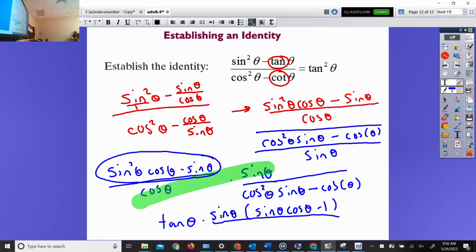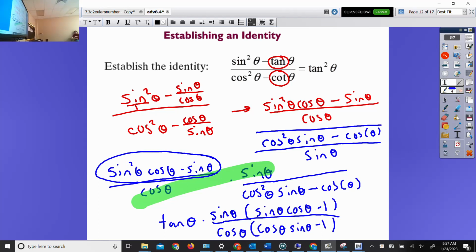Do the same thing at the bottom, except this time pull cosine. Pull cosine theta from cosine squared theta sine theta, what do you have? You pull cosine from cosine squared, what's left? Cosine theta, sine theta cosine theta minus 1.